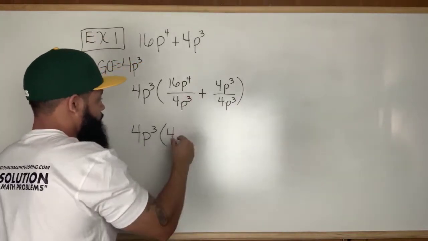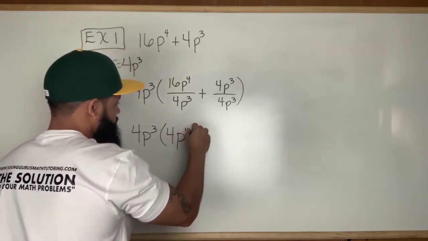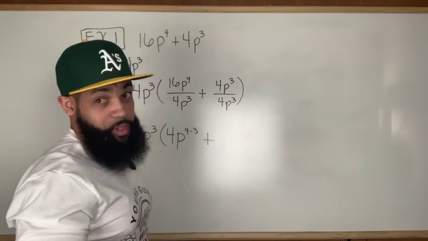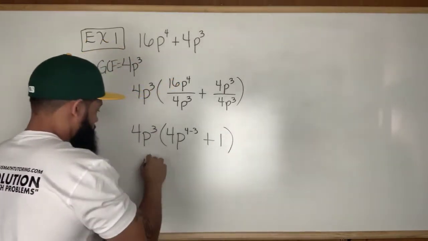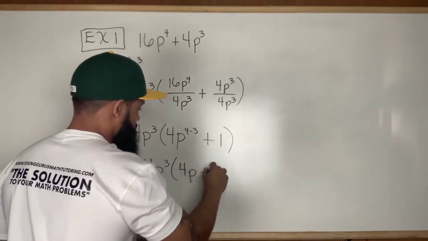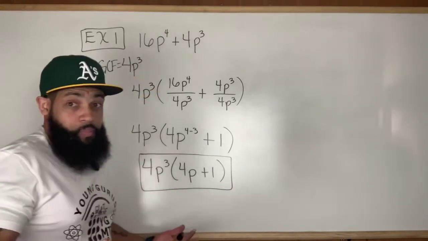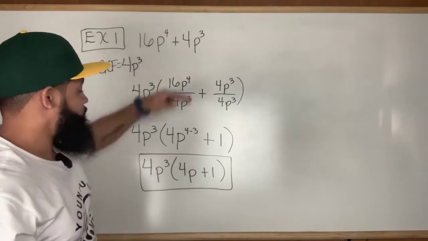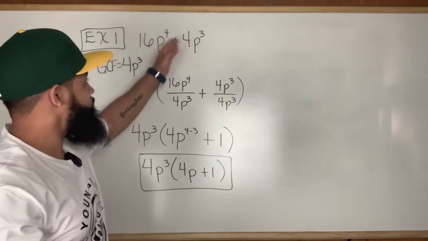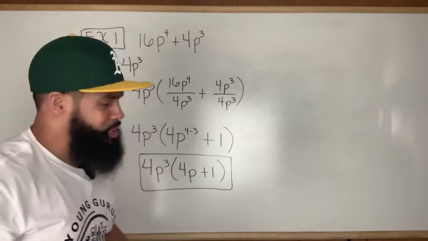So p to the 4 minus 3 power, and then plus this number, 4p to the third power divided by itself, is equal to 1. So we're left with 4p to the third power times (4p plus 1). And this right here is actually how it's factored. So we found the greatest common factor, and then in order to find out what's in parentheses, we take each of these terms and divide them by the GCF. And that's it. Let's look at the second example.